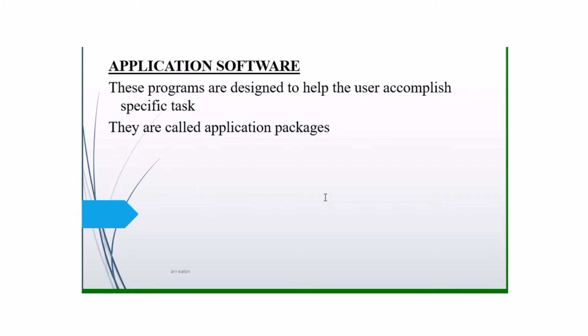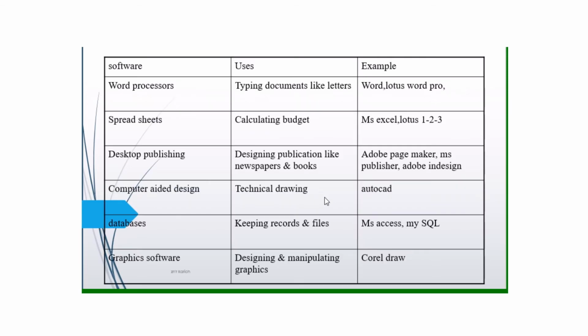Application software. These programs are designed to help the user accomplish specific tasks, and they are called computer applications or application packages. We can classify them as either word processors, spreadsheets, desktop publishing, computer-aided design, etc. In this case, we have the software, the uses, and the examples. Word processors are used for typing documents such as letters, newsletters, memos, etc. Examples: we have Microsoft Word, Lotus Word Pro, WordPerfect, etc.